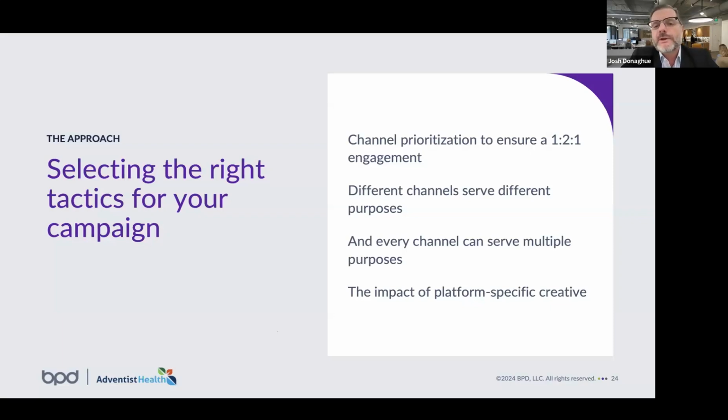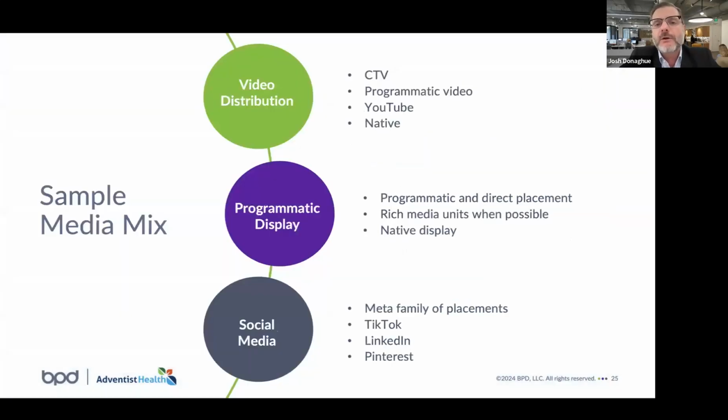So what do those ideal sample media mixes look like? And we sort of bucket these into 3 different categories, starting with video distribution. So the CTVs, the programmatic videos of the world, the YouTube. We can guarantee that one-to-one engagement in each one of them. And again, each one of those areas and different channels can serve different purposes, and we can use different messages to do different things.